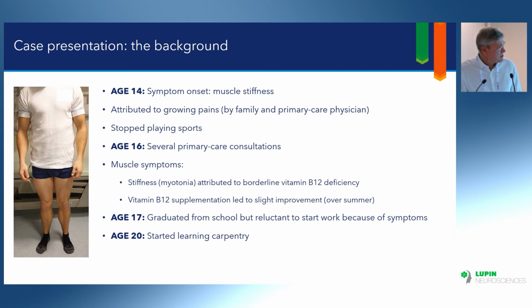And at age 16, he went several times to his GP again, and there were several blood samples taken, and then a random borderline B12 vitamin deficiency was discovered, and he was then treated, and he got a little bit better, but this was during the summer, where these patients get well anyway, and I am sure that there was no real deficiency in this patient, but it's quite common to hear this also for other diseases.